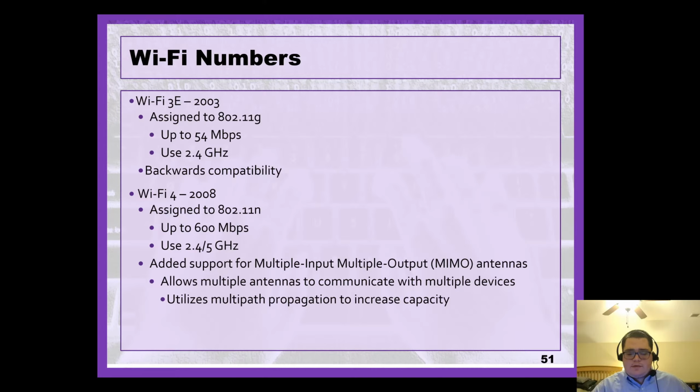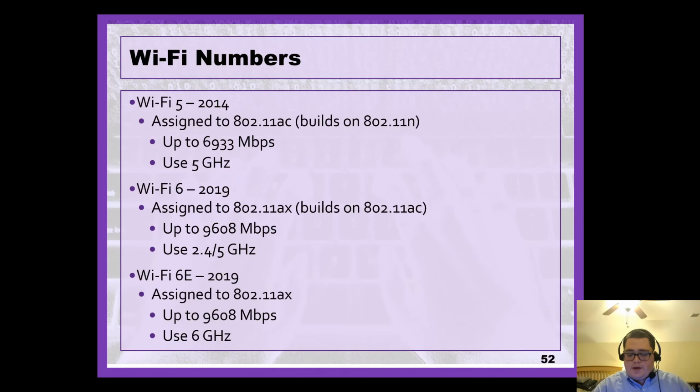Wi-Fi 4, established in 2008, was assigned to 802.11n. It supports speeds up to 600 megabits per second and uses both the 2.4 and 5 gigahertz frequency ranges. It added support for multiple input, multiple output antennas, which allows for multiple antennas to communicate with multiple devices, and also utilizes multipath propagation to increase capacity. That's a lot of technical jargon. Again, if you want more information on that, there are links and resources posted in the Google Drive, and a simple Google search should also find you the answers you need.